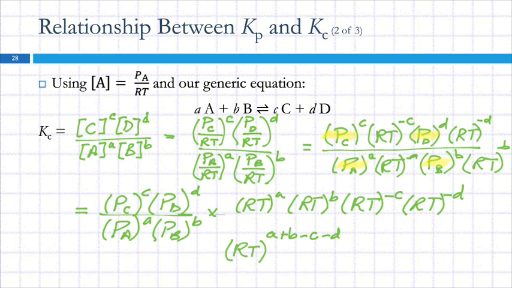Well, what is that? That is the difference in moles between the reactants and products. So I take the total number of moles of gas in my reactants, I subtract the total number of moles of gas in my products, and that's going to be the exponent there. And so we say that Kc is equal to Kp times RT to the delta N, change in moles. Keep my fingers crossed that that's what it says on the next slide.